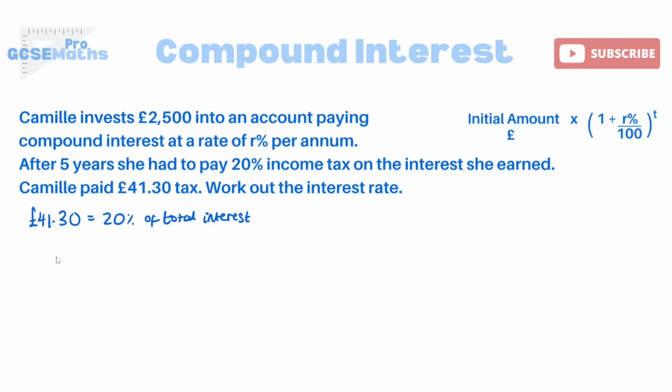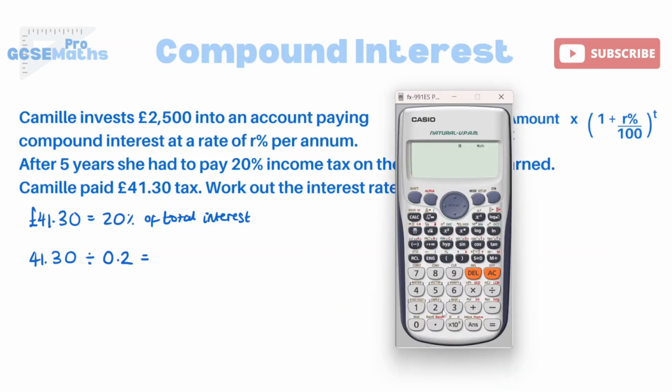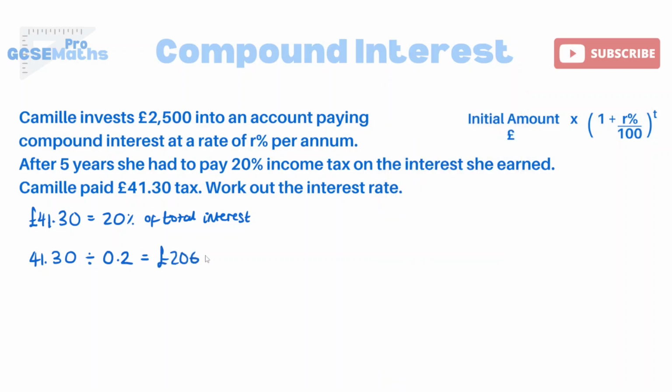For reverse percentages, what I do is I take the actual value, so £41.30. Reverse means we're going to divide, because normally you times, don't you? And then divide by the decimal version. So obviously 20% is 0.2, isn't it? If I put that in my calculator, it will give me automatically 100%, and that will work for any percentage that you need to reverse. So £41.30 divided by 0.2 gives me 206.50. So her actual interest that she earned over the 5 years was £206.50.